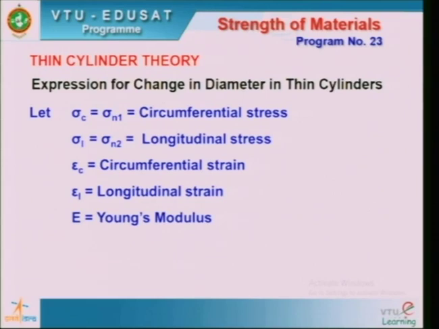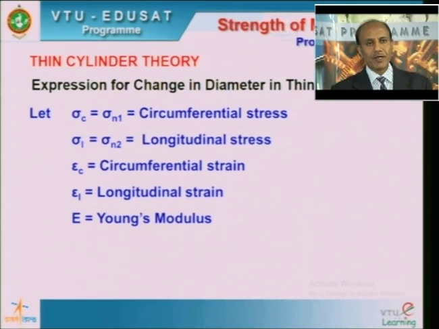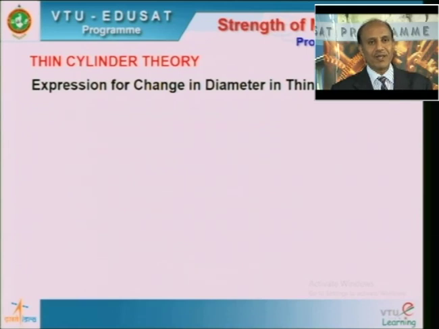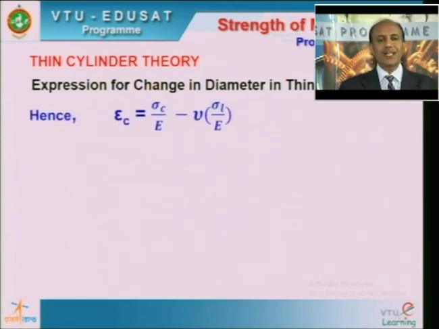Then we have two material properties. The first one is the Young's modulus, which you all know, which has been defined in the first topic, that is simple stresses and strain. The second one is another material property, the Poisson's ratio. These are generally called the material constants. So, let us go through this. First, let us understand how we calculate the circumferential strain.